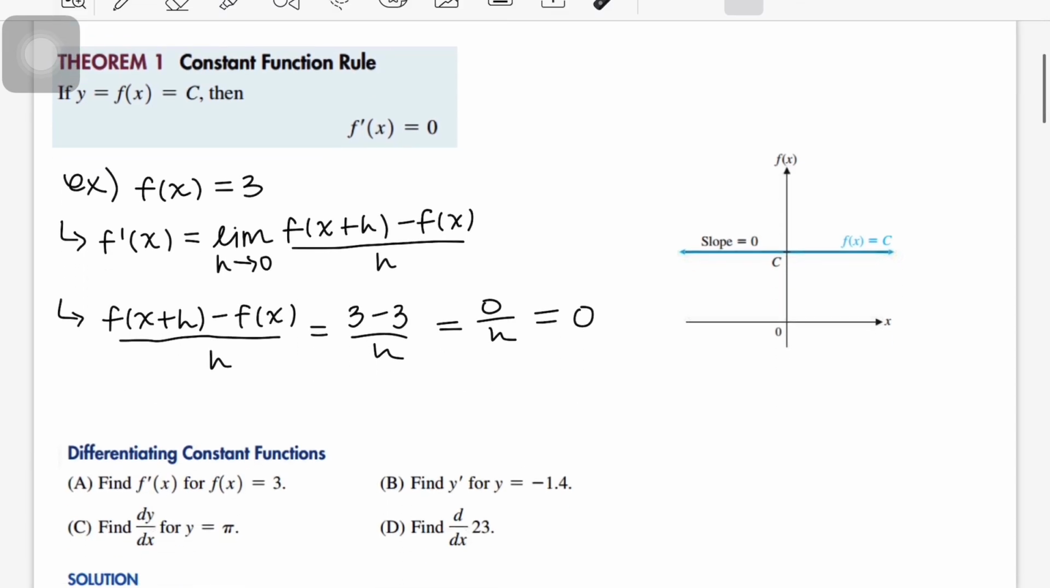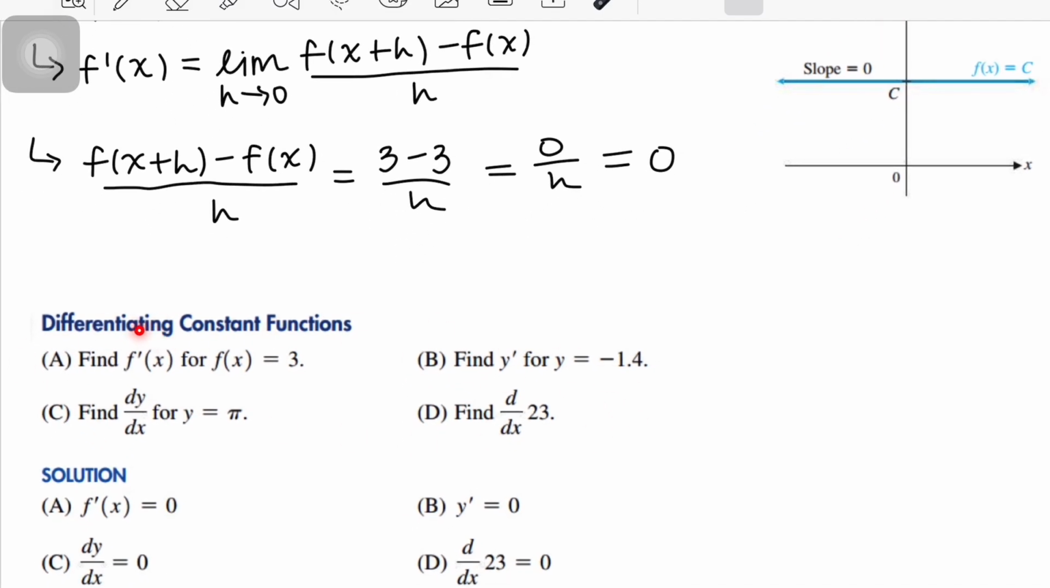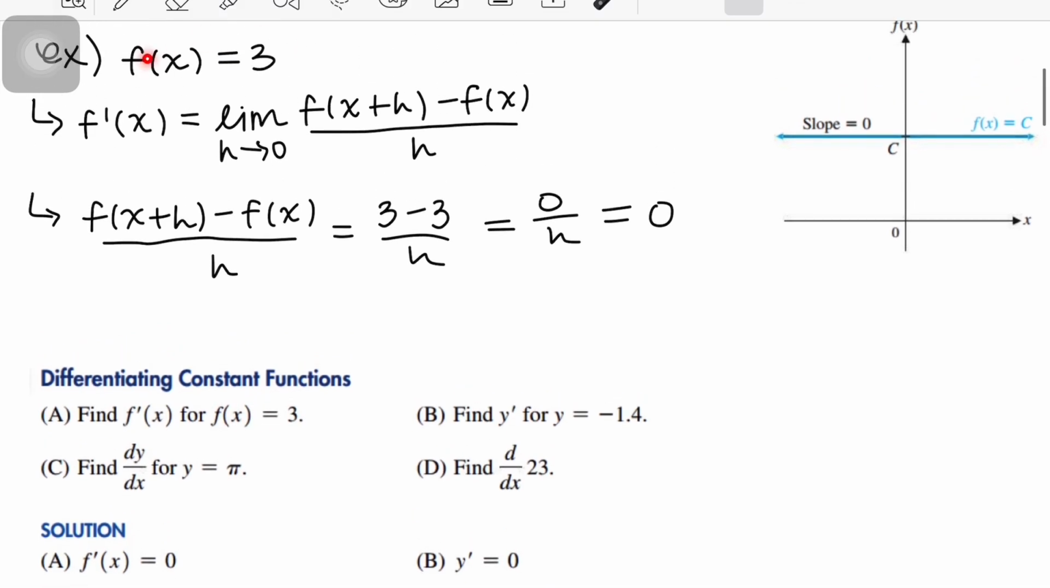All right, so just looking at a few examples of this property. All of these examples A through D are just constant functions. We have f of x is equal to 3, so what we did up here, and this is why we get 0 for A. We have y is equal to negative 1.4, that's still a constant function. The derivative of that is just going to be 0. And same for this one here, we have y is equal to pi, and pi is just a number. So we have y is equal to a constant function. So our derivative is equal to 0 in this case as well.